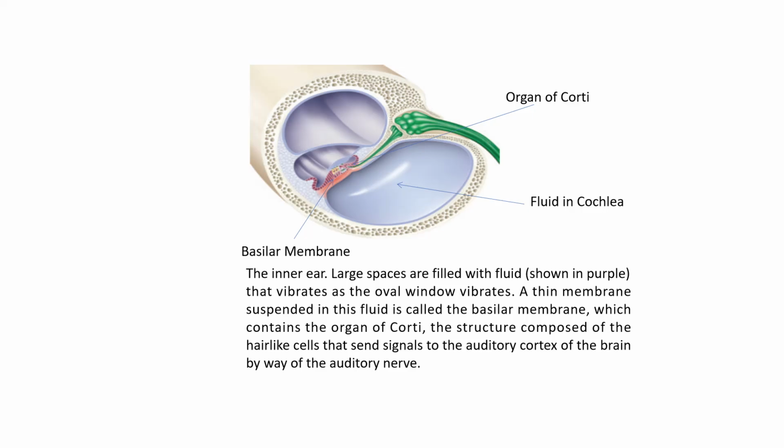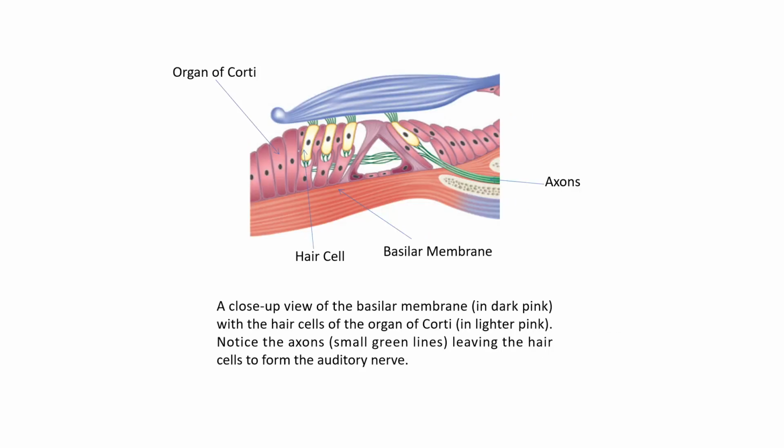So, this is the picture of the organ of Corti and the fluid in the cochlea and basilar membrane. Large spaces are filled with fluid, shown in this purple color, that vibrates as the oval window vibrates. A thin membrane suspended in this fluid is called the basilar membrane, which contains the organ of Corti, the structure composed of the hair-like cells that send signals to the auditory cortex of the brain by way of the auditory nerve.